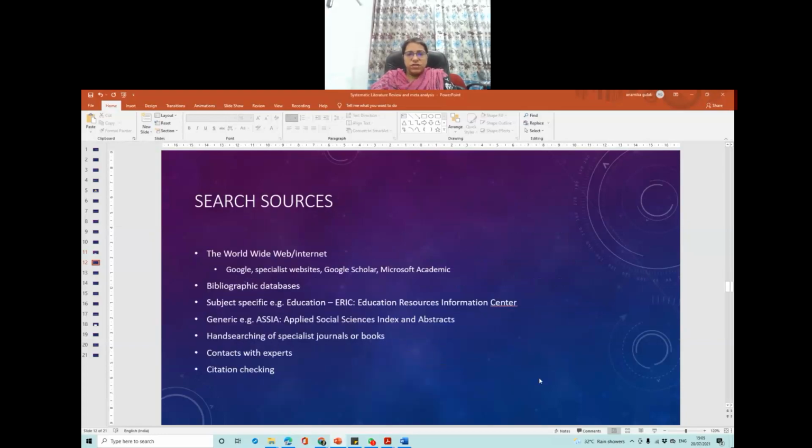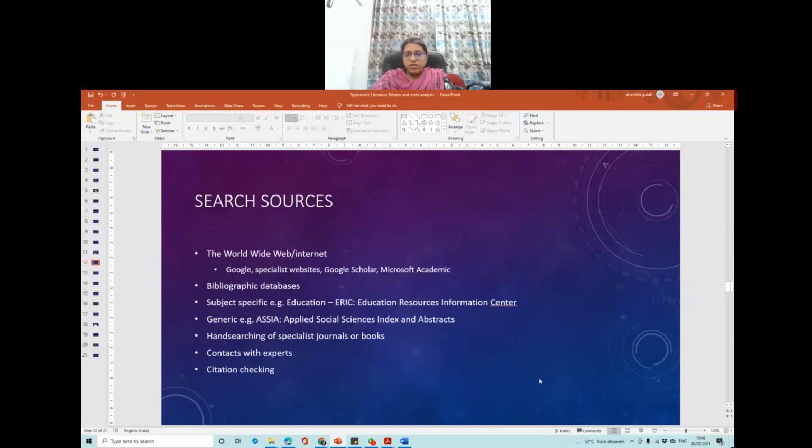Moving further, I have highlighted a few of the search sources where you can search for the relevant articles you want. The internet includes global specialized websites, Google Scholar, Microsoft Academic, Research Scholar, or some of these kinds of websites you can use. We have bibliographic databases, which are sometimes subject specific, like for education, we have ERIC, Education Resources Information Center. We have generic databases like ASSIA, where Applied Social Science Index and Abstracts are available, and you can perform your searches over there to get the answers to your relevant research question.